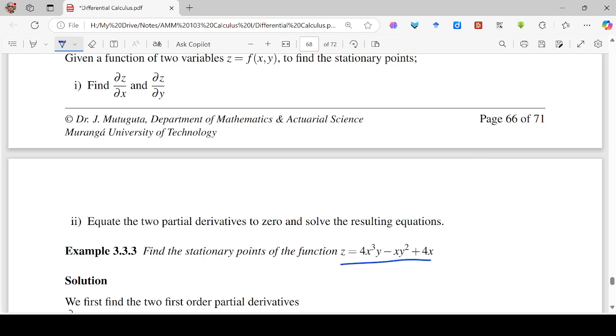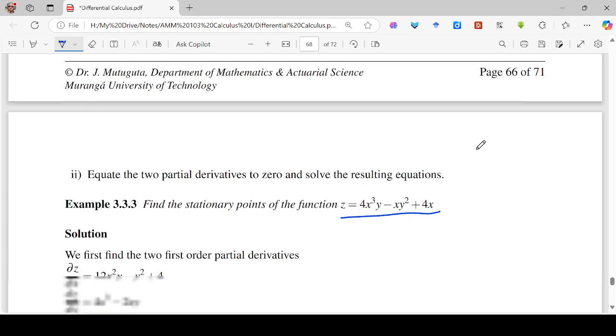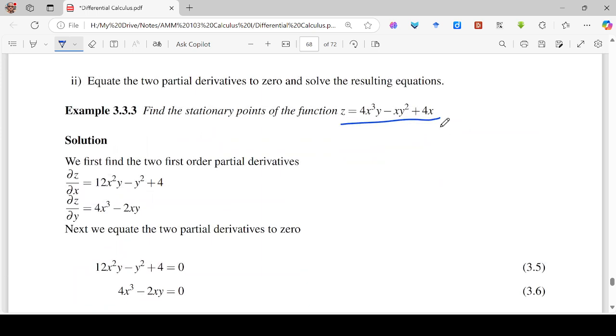Let's consider this function, for example. If we have the function z equals 4x cubed y minus xy squared plus 4x, then the first order partial derivative of z with respect to x will be 12x squared y minus y squared plus 4. And differentiating z partially with respect to y, we get 4x squared minus 2xy. So these are the two first order partial derivatives.